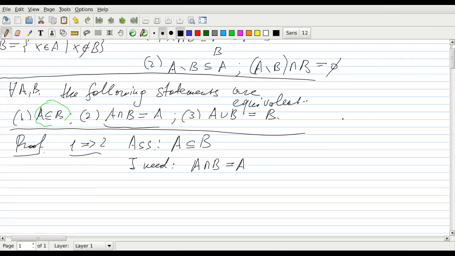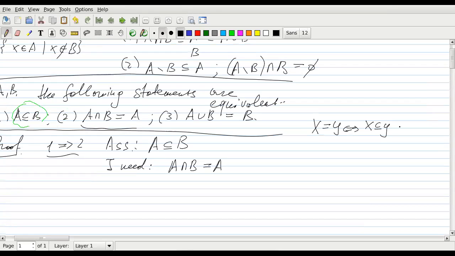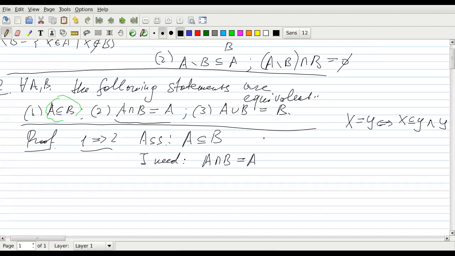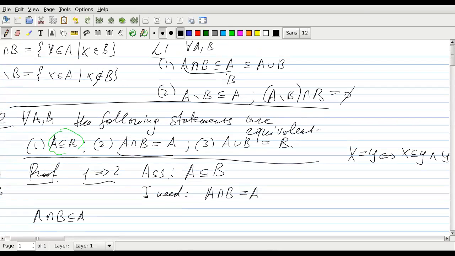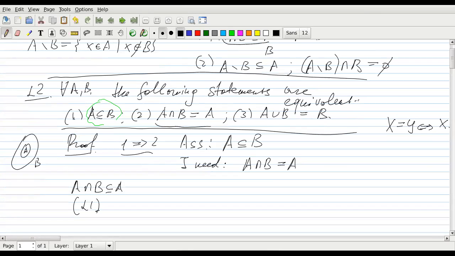Of course, we know that two sets are equal if and only if each set is a subset of the other one. So this is a standard procedure when proving set equality. The standard procedure is to prove two inclusions. The first inclusion is that the intersection is a subset of A. This follows from lemma 1.